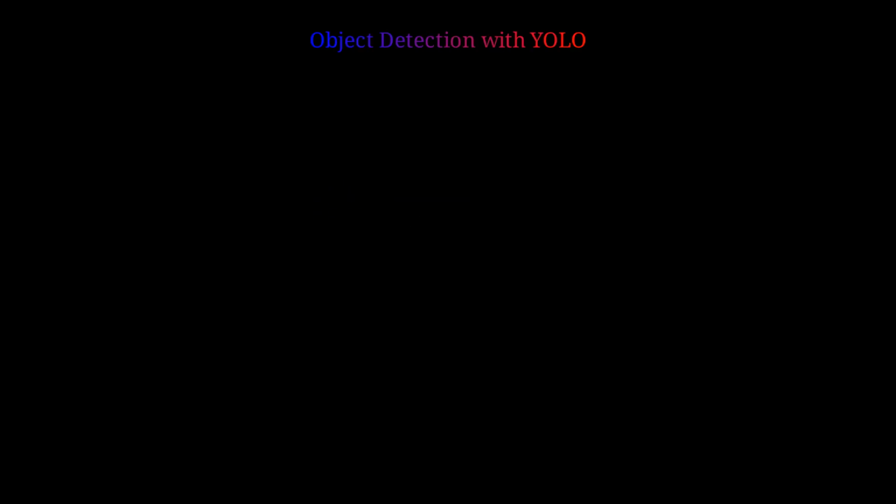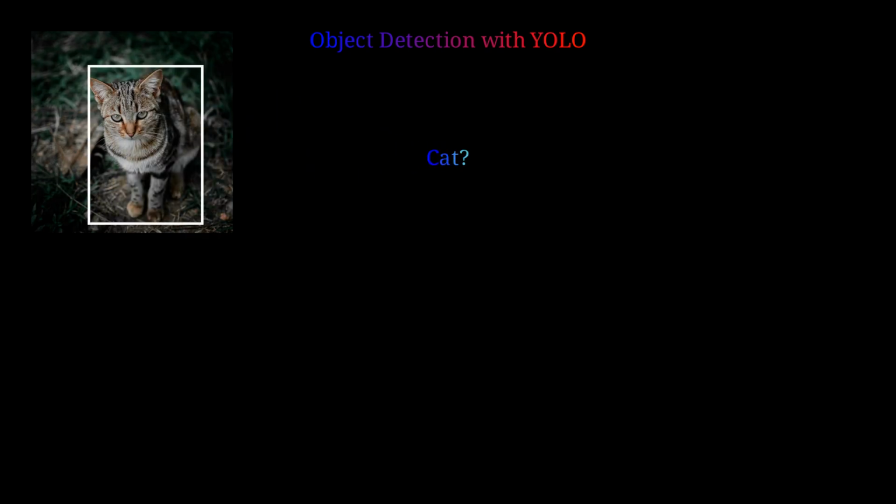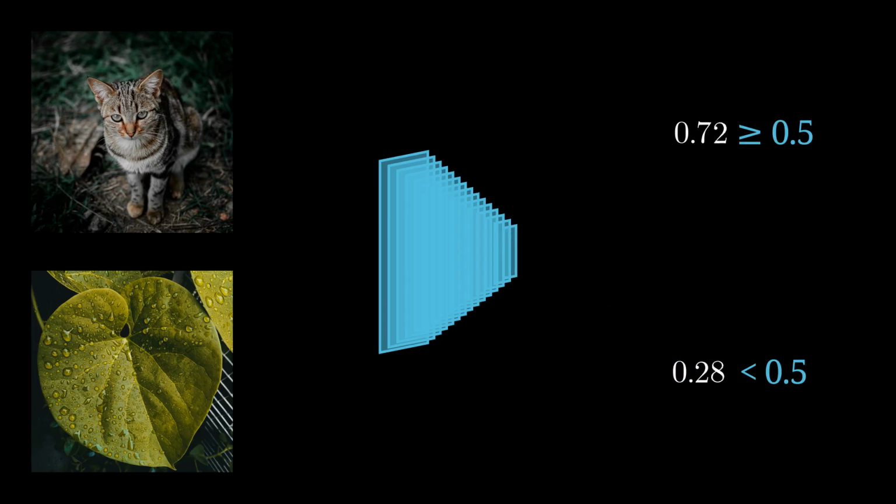Suppose your goal is to detect if there is an object, such as a cat, in an image. If there is a cat, then draw a bounding box around that object. To detect if there is a cat or not, we can use a single neuron. If its value is greater than 0.5, then that object is present in the image. And if the value is less than 0.5, then that object is not present in the image.